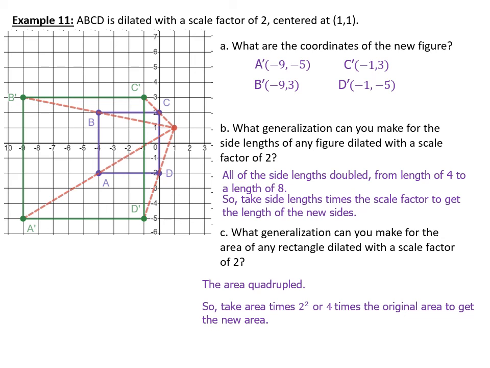You always take the scale factor and take it to the power of the dimension you're looking for. So if I was looking for linear dimension, I just take it times 2 to the first power because it's one dimension. Area is 2 dimensions, so I would take the scale factor squared. If I was doing volume, I would take the scale factor cubed, so the volume would be 8 times as big as the original, because 2 times 2 times 2 is 8.